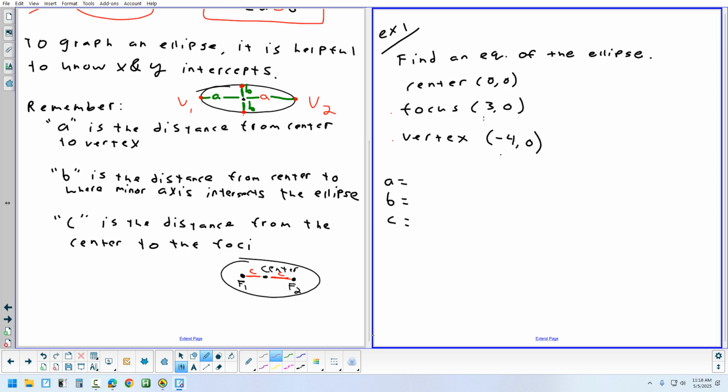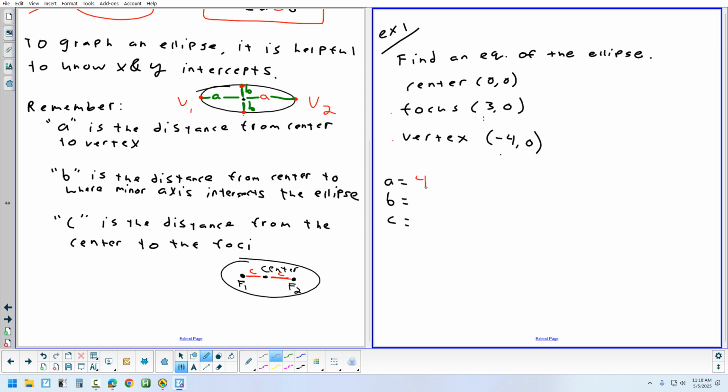Yes, they did. A is the distance from the center to the vertex. You know the center, you know the vertex. Just figure out the distance between those 2 points, and you shouldn't need the distance formula or anything like that. You pretty much just count. What's the distance between the center and the vertex in this case? Yeah, 4. So A is 4.